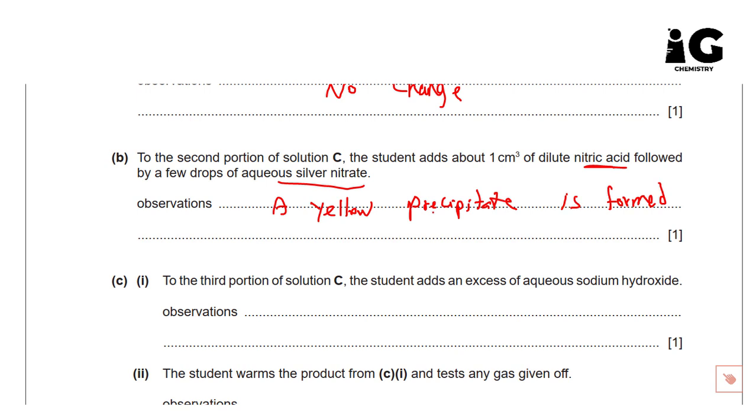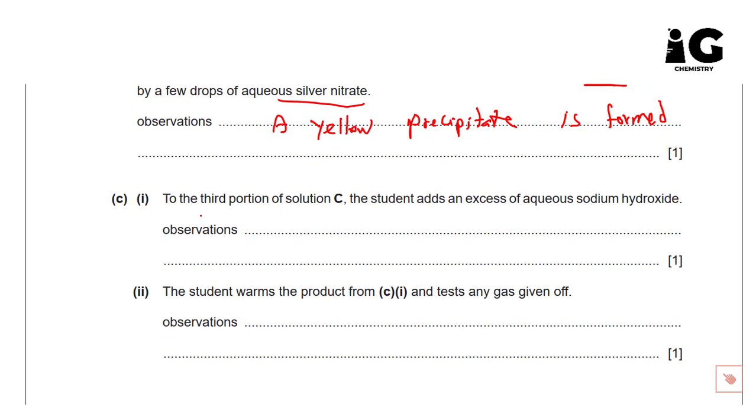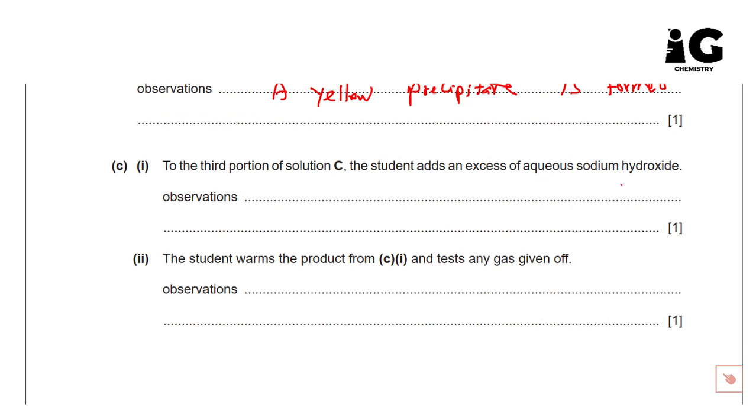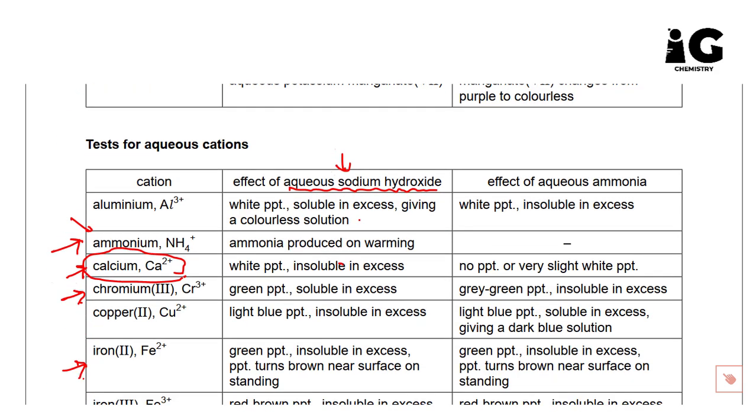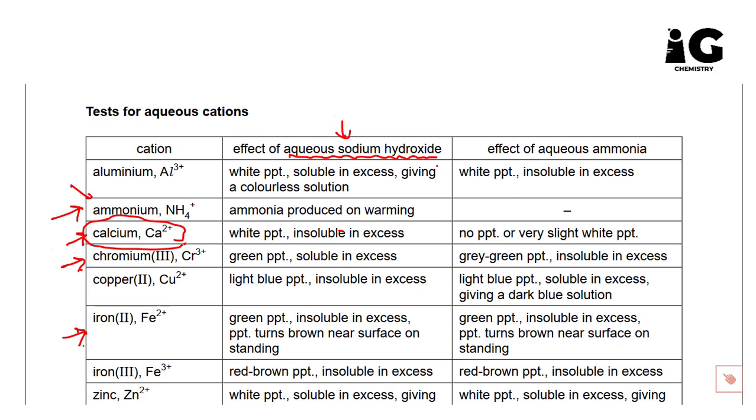Okay, this is from the table as well. Letter C: to the third portion of solution C, the student adds an excess of aqueous sodium hydroxide. So, excess aqueous sodium hydroxide. What about the observation? This is again excess sodium hydroxide.